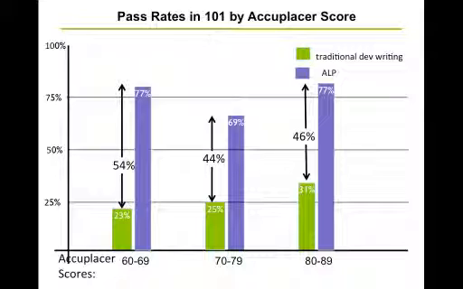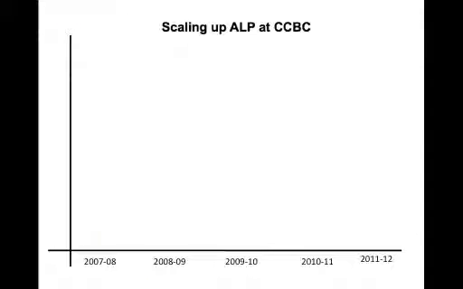In other words, ALP has a stronger positive effect on the lowest AccuPlacer scoring students when we divide them into three parts like this. And that really surprised us and really pleased us. So I think these data show that ALP actually has a more dramatic effect on the students who are farther away from the cutoff. It improves everybody's scores, but it improves the lower performing students the most.